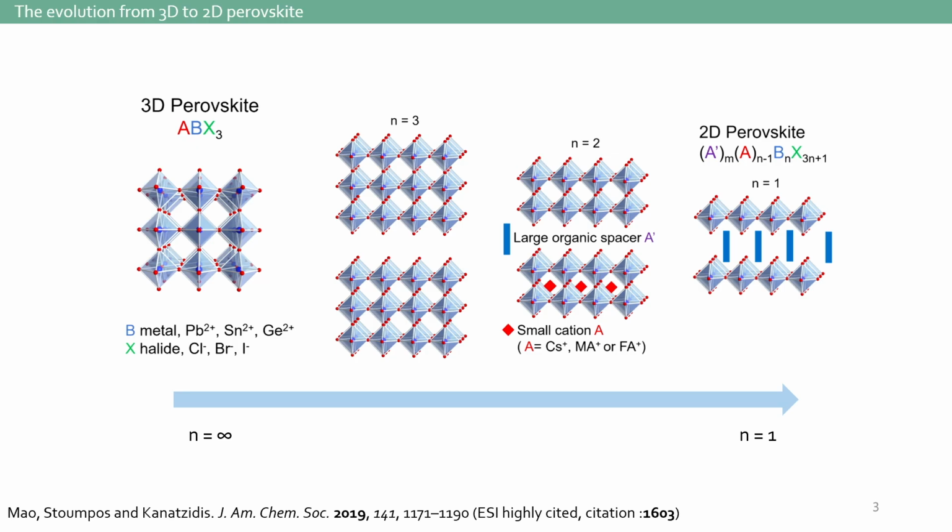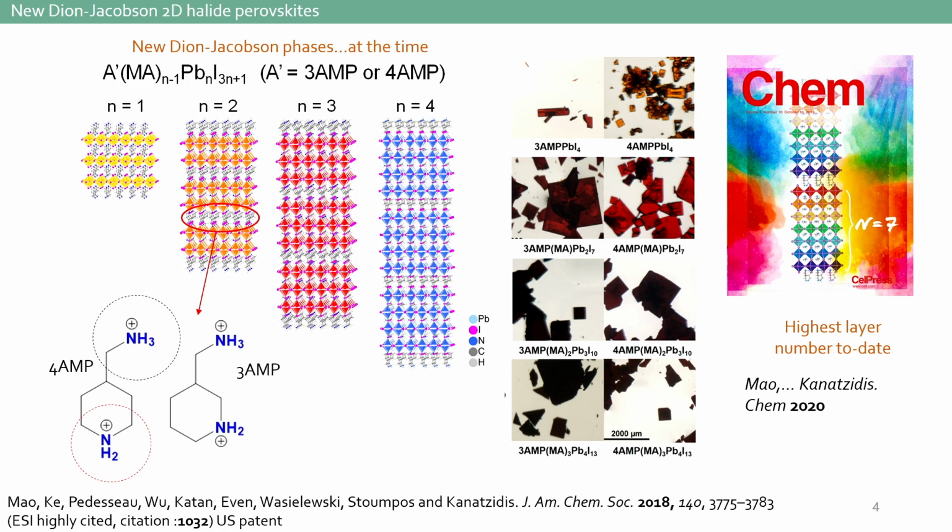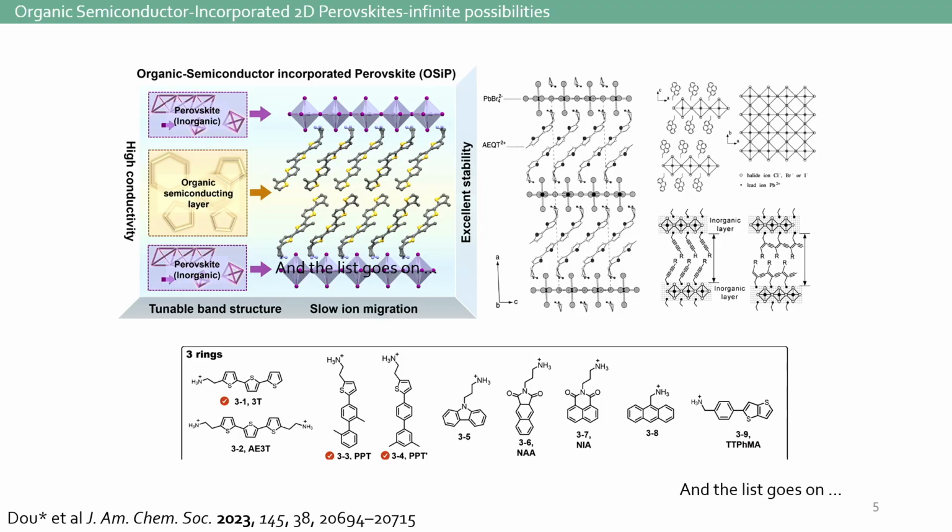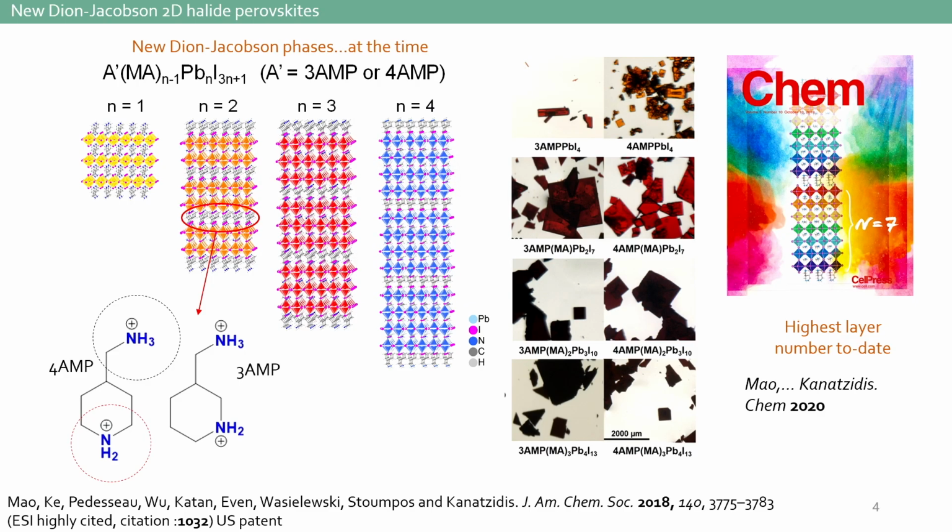But if you put larger organic cations within these inorganic layers of lead iodide, then you can make these layered perovskite materials with different n numbers. At the time, I was working on this so-called Dion-Jacobson phase, where we can systematically tune the layer thickness and also the properties, specifically the optical and optoelectronic properties. As you can see, the color goes much darker as the layer thickness increases. So it's becoming more like the three-dimensional perovskite, and this is the ideal color for absorbing solar energy.